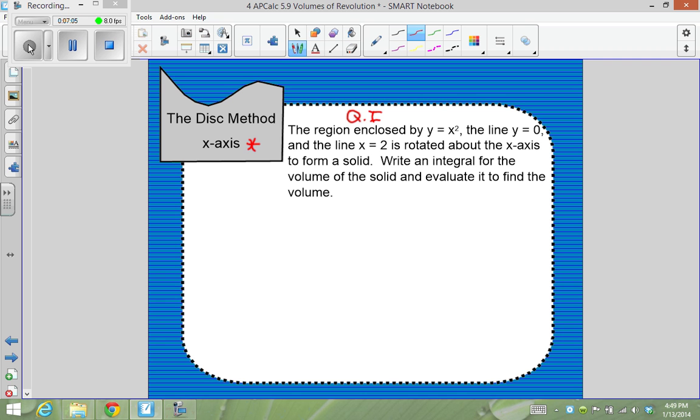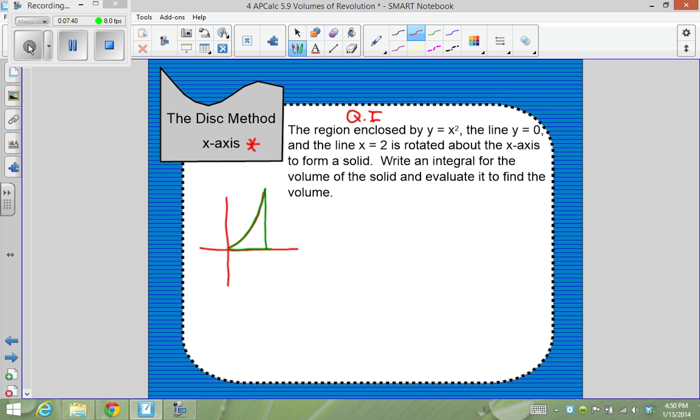This is a whole new thing, all right? So let's take a nice little picture here and see what happens on this. If I'm looking at y equals x squared in the first quadrant, and that's going to be my parabola that comes up like this. The line y equals 0 is your x-axis, and the line x equals 2. Okay, so you're looking at that shape right there.